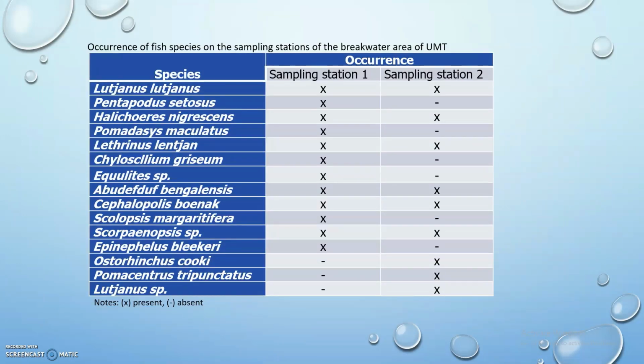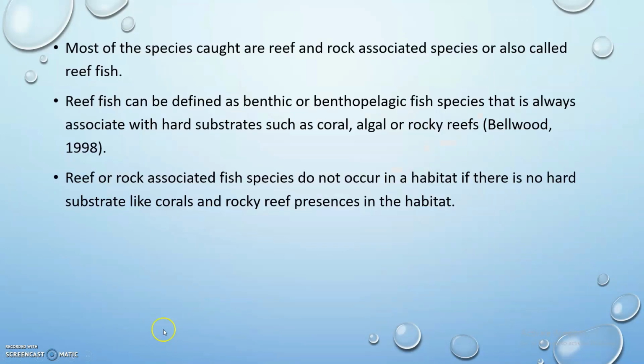The next table shows the occurrence of fish species at the sampling stations of the breakwater area of UMT. Based on both tables, we can say that most of the species caught are reef and rock associated species, also called reef fish.